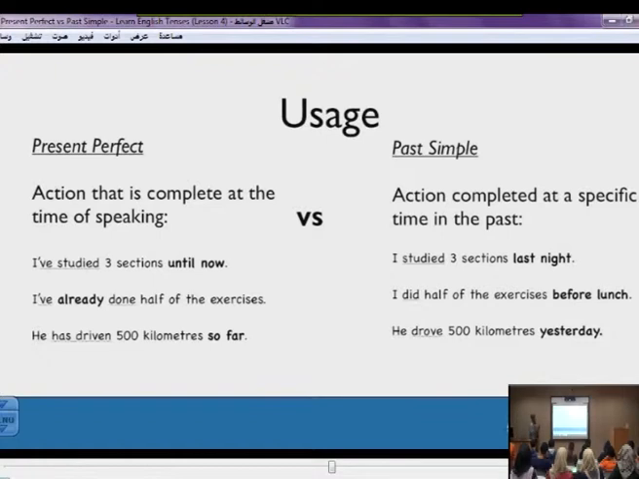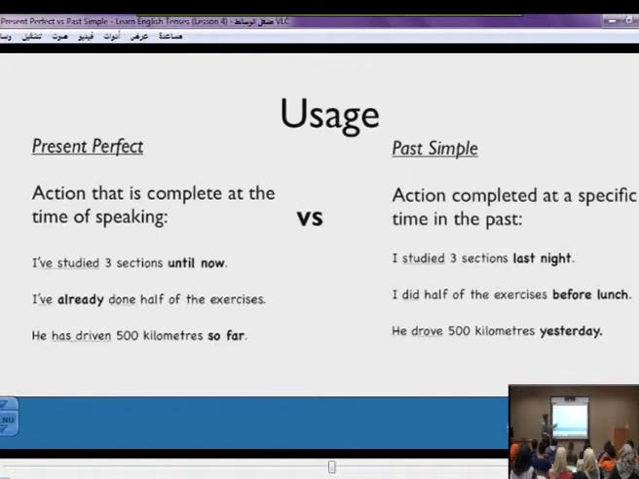So, here you notice the difference. If you have a specific time in the past, you use simple past. So there are some clues like the words last, before, and yesterday. Those are three words, if they are used in sentences, it means the time is specific, and it happened in the past. So you use the simple past, okay? So this is the difference.